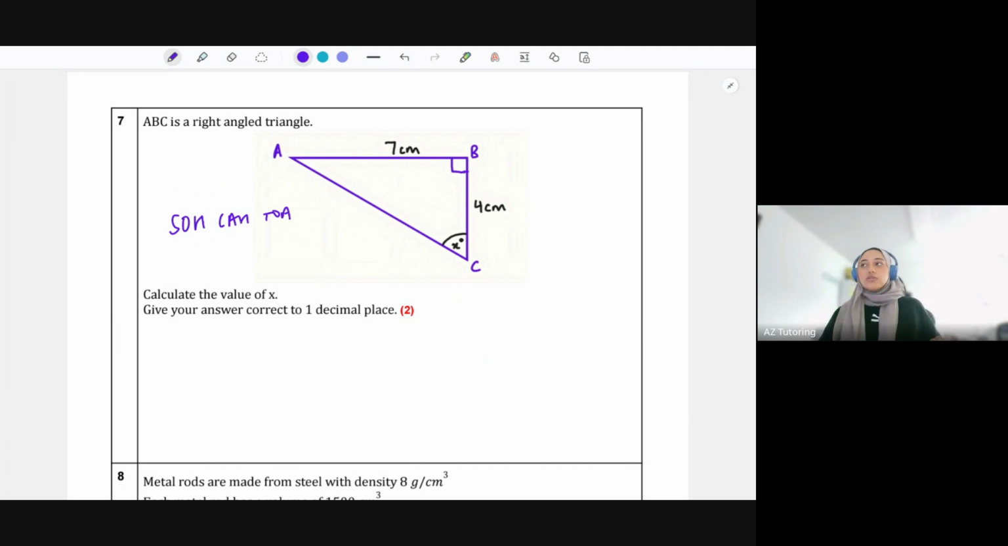It can't be sine rule and cosine rule because we use them for non-right angled triangles. So let's label the triangle. So I always label the hypotenuse first, which is opposite the right angle. Here's our angle in question. So next to, adjacent to that is the 4. And then opposite that angle is 7.